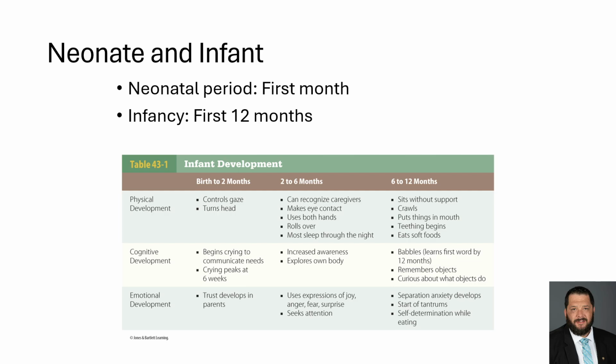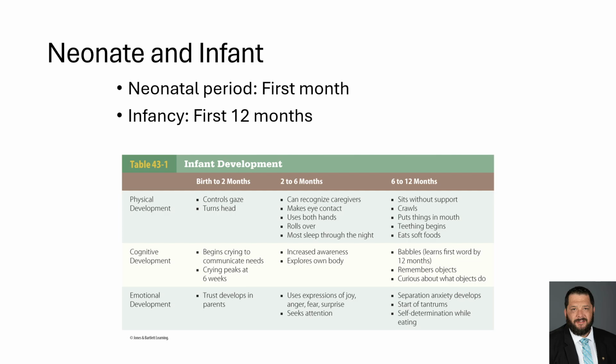On the cognitive developmental side, the 6 to 12 month old will start to babble and usually will speak their first words by the time that they're about 12 months of age. They'll start to remember objects and develop some worldly curiosity about what things do.